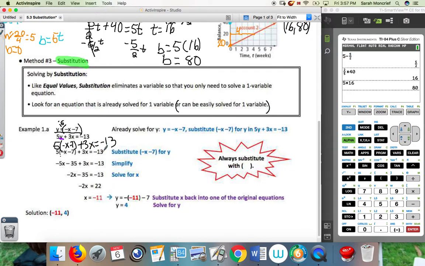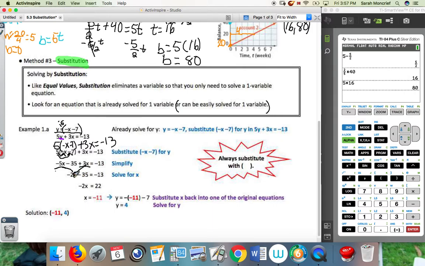This is something we've seen solved before and we could easily do it. Our first step is, of course, to distribute this 5 so that we can get rid of the parentheses. Then we're left with negative 5x minus 35 plus 3x is equal to negative 13. Do we have terms that we can combine? Oh yes, we have negative 5x plus 3x. What is negative 5x plus 3x again? That would be negative 2x. And so we have negative 2x minus 35 is equal to negative 13.